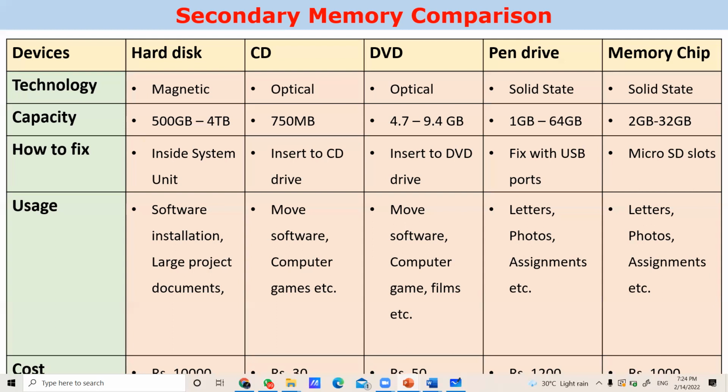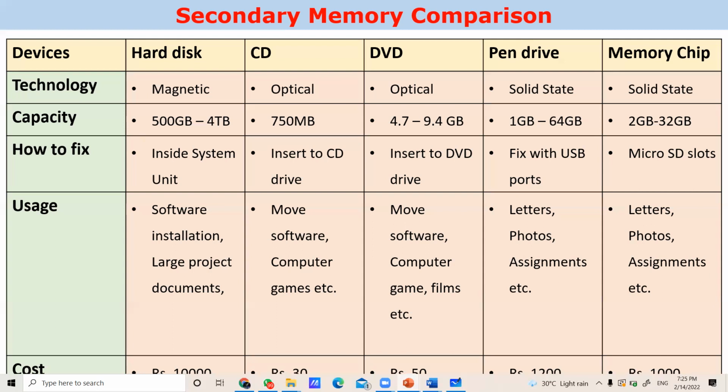Usage. Hard disk we normally use for software installation, large projects and documents. CD and DVD, as we already know, we normally use to move software, computer games, films like that, right? Then pen drives we use to move letters, photos, assignments, like user created data from one location to another.